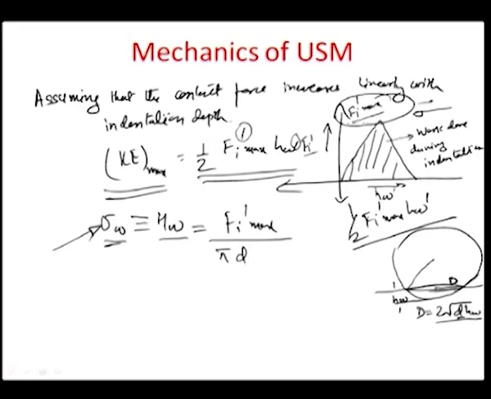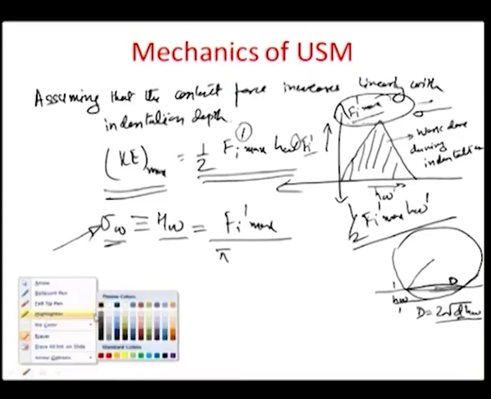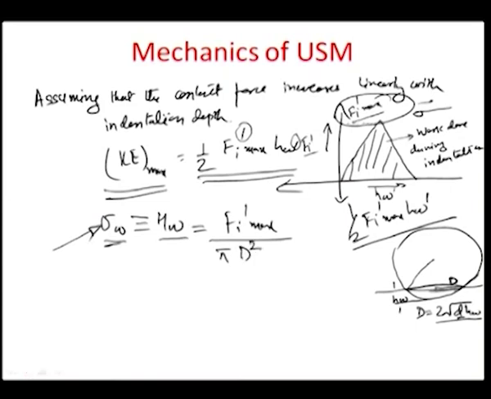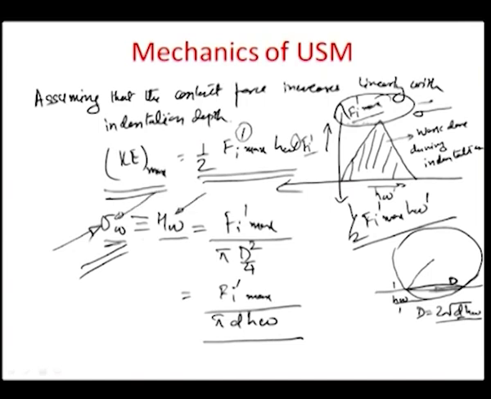pi capital D square by 4. So we assume this area to be pi capital D square by 4. In other words, you can have this as Fi dash max divided by pi dHw. That is what has to be equated to the hardness of the surface or the flow stress of the surface, for the condition that the grain would actually produce some deformation on the surface.